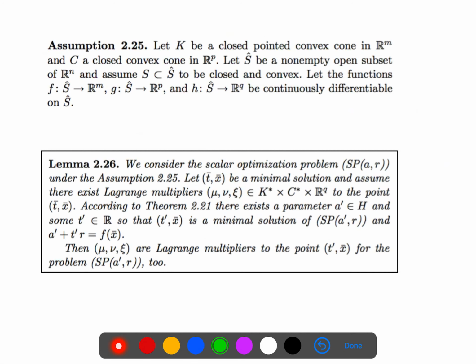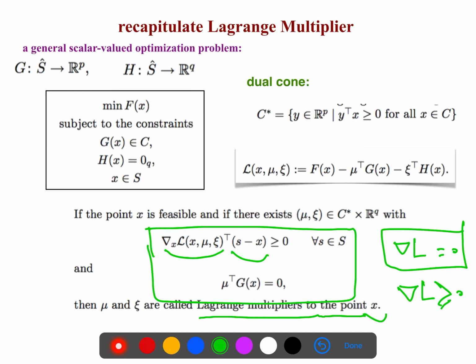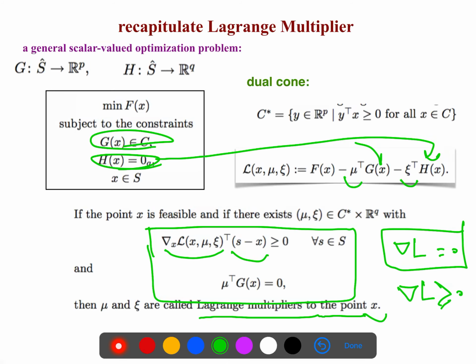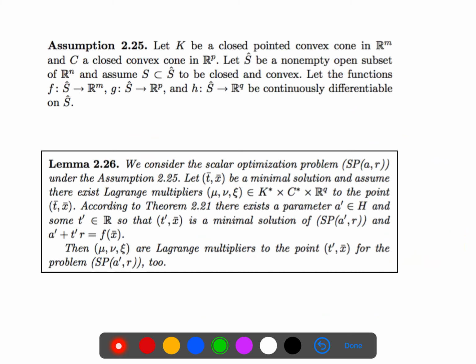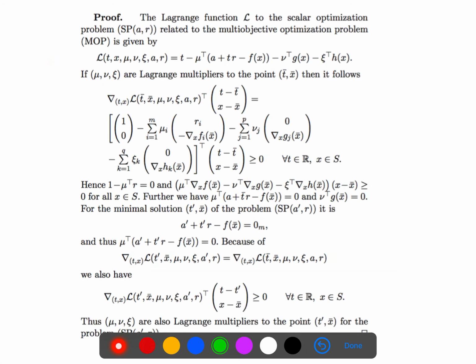And we can say that these are the Lagrange multipliers. Mu and Xi are the Lagrange multipliers, and g is here, and h is the equality constraints. And the theorem says that mu, nu, and xi are also Lagrange multipliers to the points. We can prove it easily, like this.